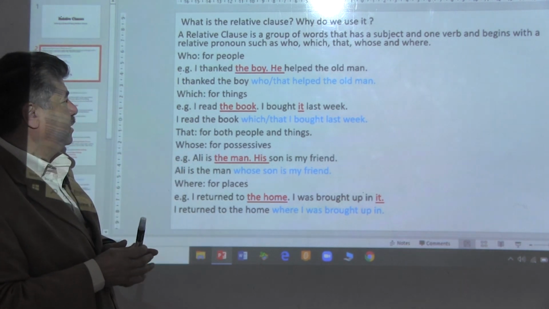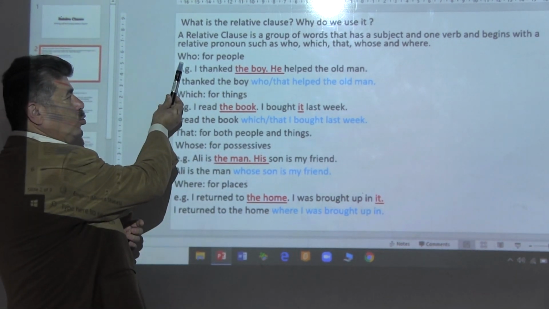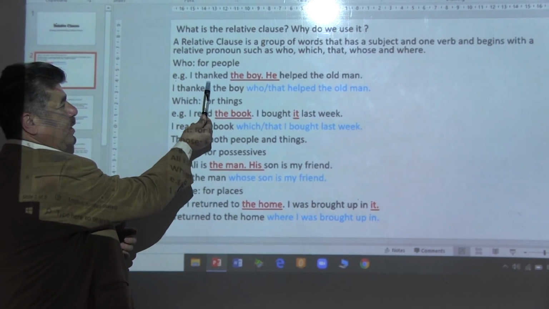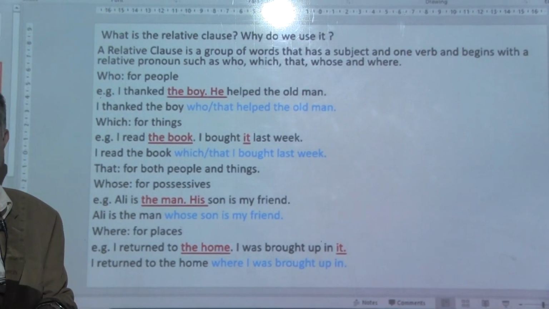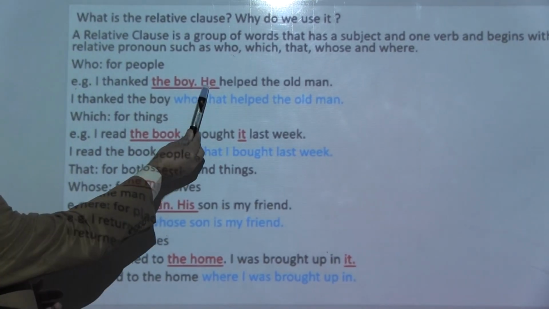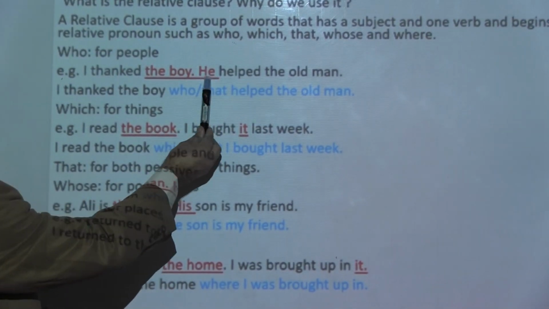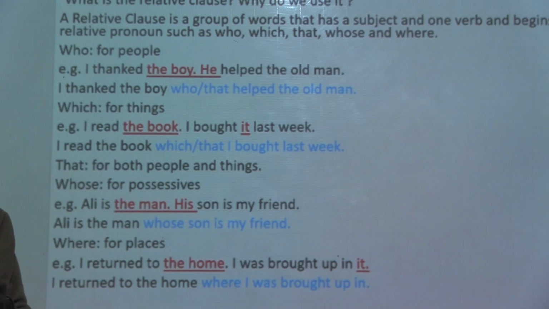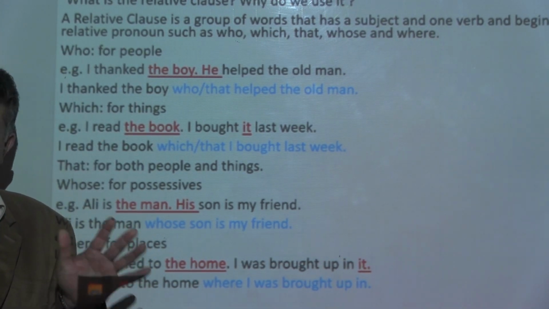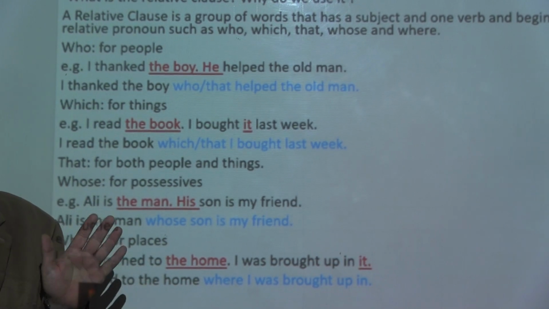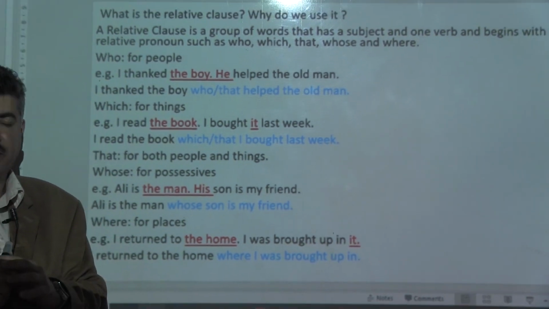So look at the first example here. We use who again for people. I thanked the boy. This is the first sentence. This is a main clause. The second sentence, he helped the old man. This is also another sentence. So we have two sentences. We have two main clauses here. Each one is independent. Each one gives a complete meaning by itself.